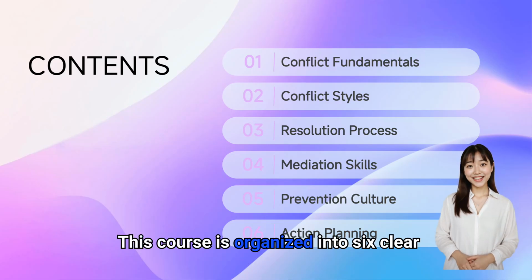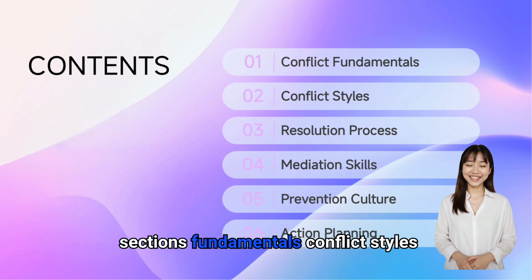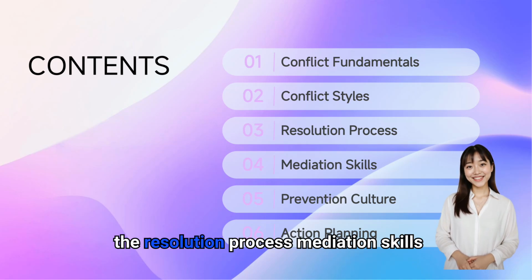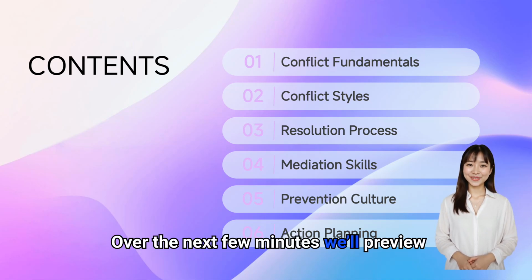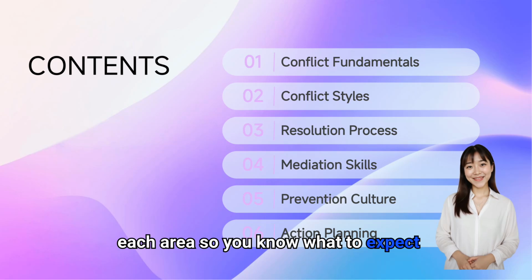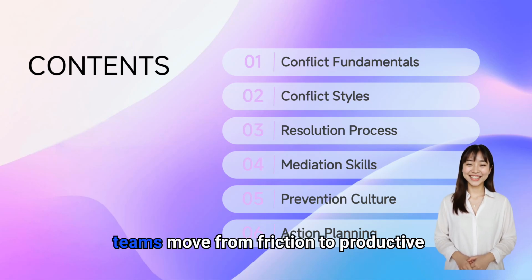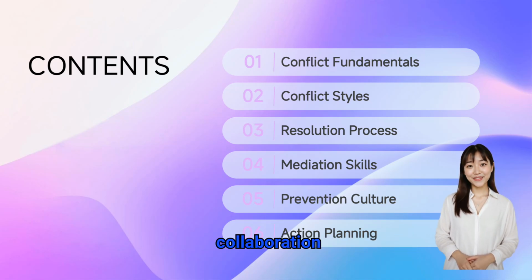This course is organized into 6 clear sections: fundamentals, conflict styles, the resolution process, mediation skills, prevention culture, and action planning. Over the next few minutes we'll preview each area so you know what to expect and how the pieces fit together to help teams move from friction to productive collaboration.